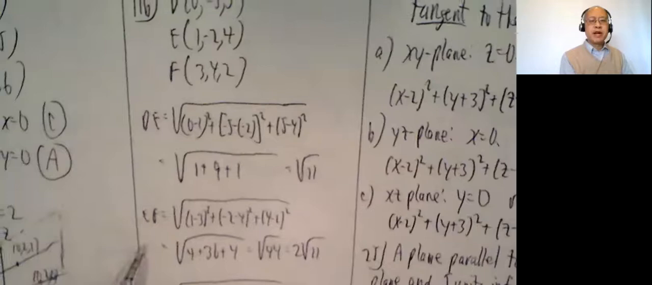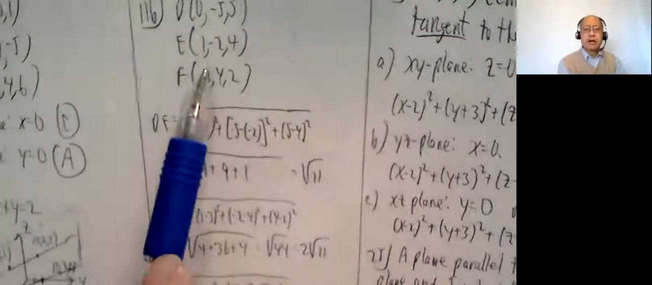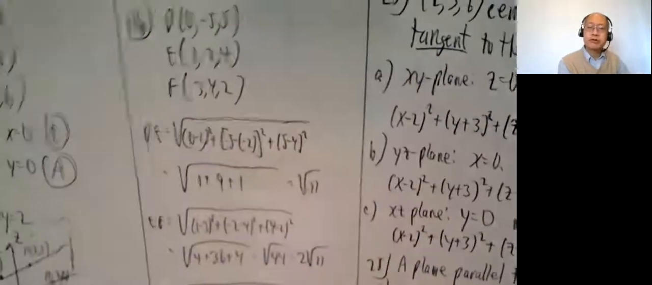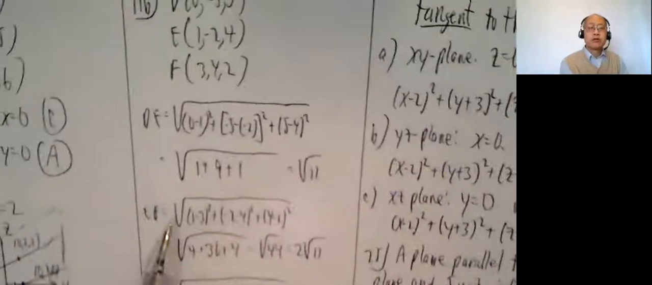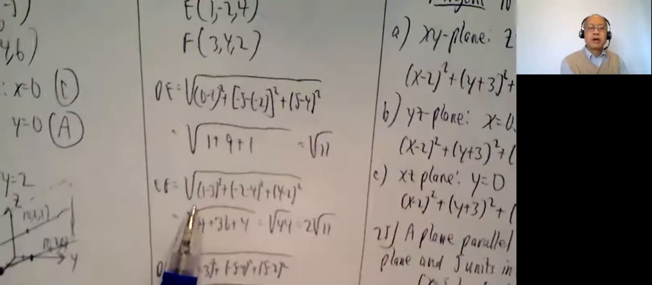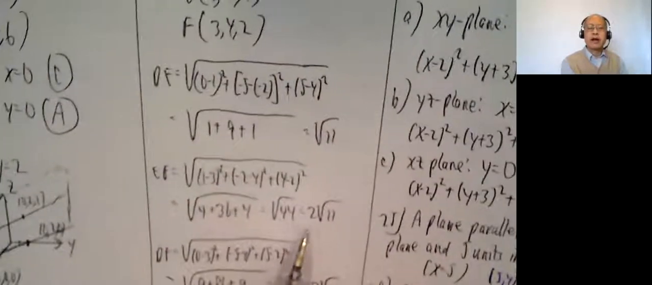Okay, how far is it from E to F? Square root of (1 minus 3) squared. You probably know it doesn't matter how you subtract. So you went 1 minus 3. Can I go 3 minus 1? Sure. 1 minus 3 is -2. 3 minus 1 is 2. But either way, when you square it, you get 4, right? So (1 minus 3) squared plus (-2 minus 4) squared plus (4 minus 2) squared, square root of 4 plus 36 plus 4, radical 44, which is 2 radical 11.